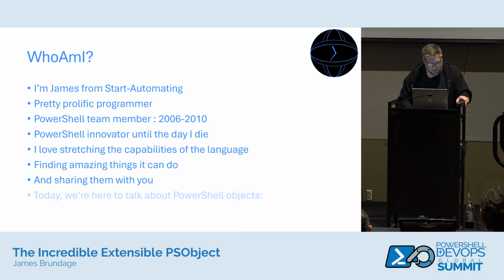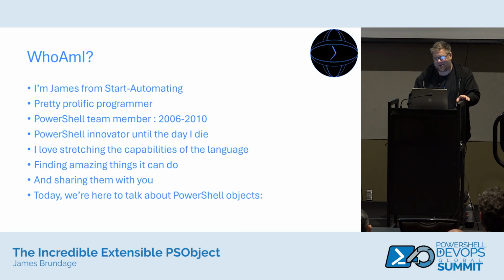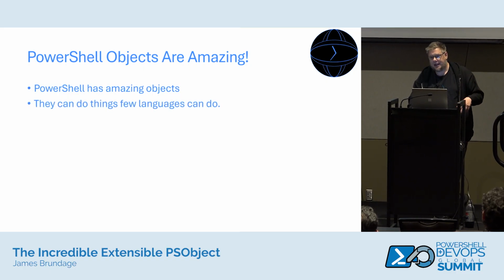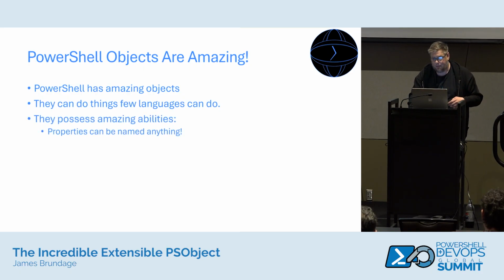Too soon? Today we're going to talk about PowerShell objects, specifically why they're really amazing. See, PowerShell has these amazing objects. It has a much more complicated, cool concept of an object than most languages have. PowerShell objects can do things few languages can do. They possess amazing abilities. For one, properties can be named anything.